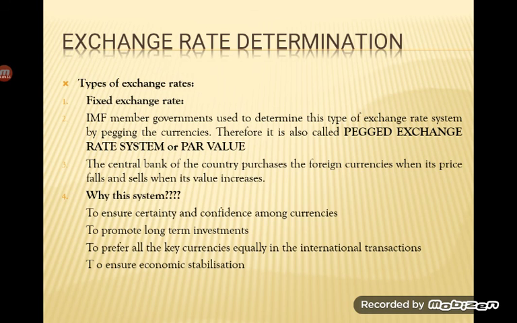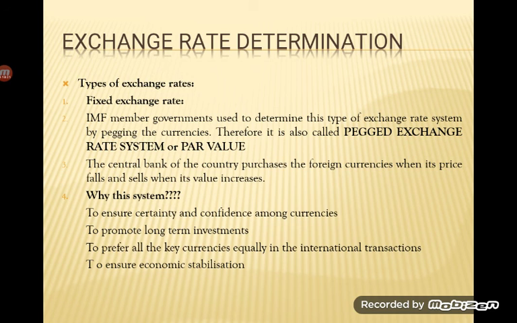There are two types of exchange rate: fixed exchange rate and flexible exchange rate. So we have to discuss these two. The fixed exchange rate used to be determined by the IMF for its member countries' governments. They used to determine the exchange rate, which used to be called the pegged exchange rate system or par value.